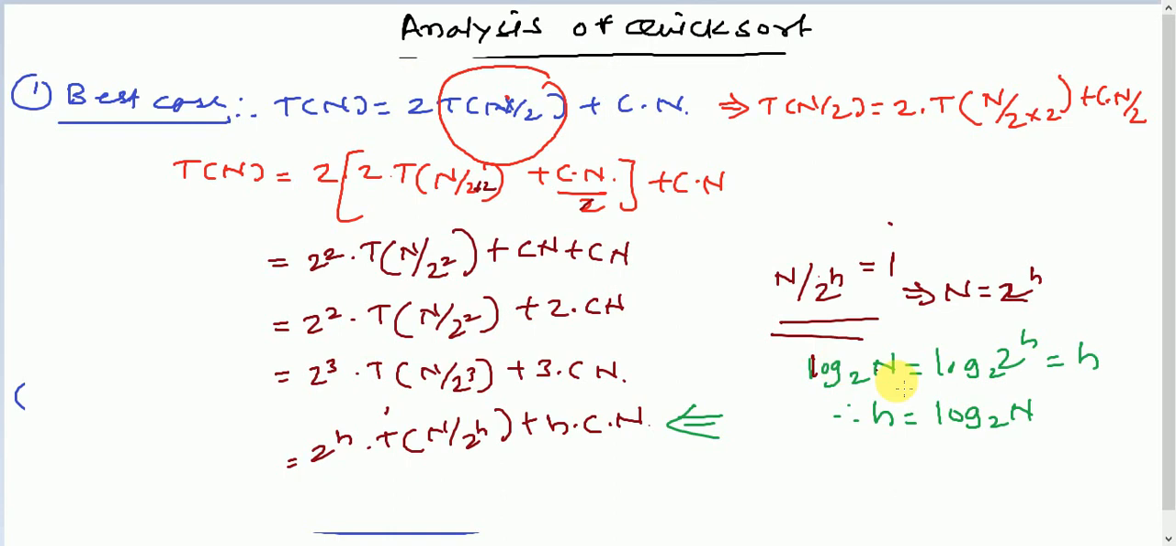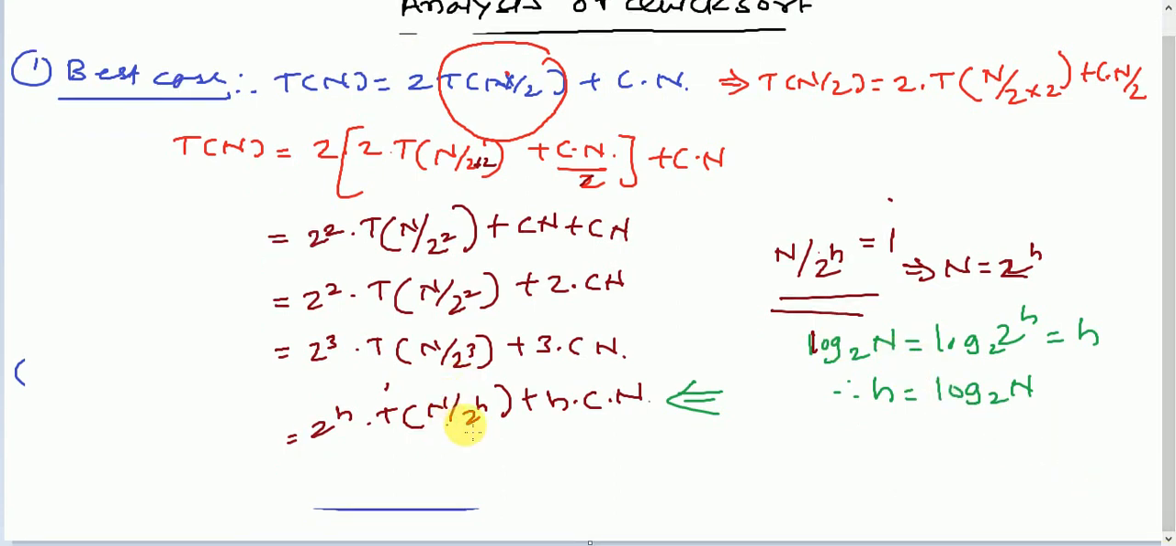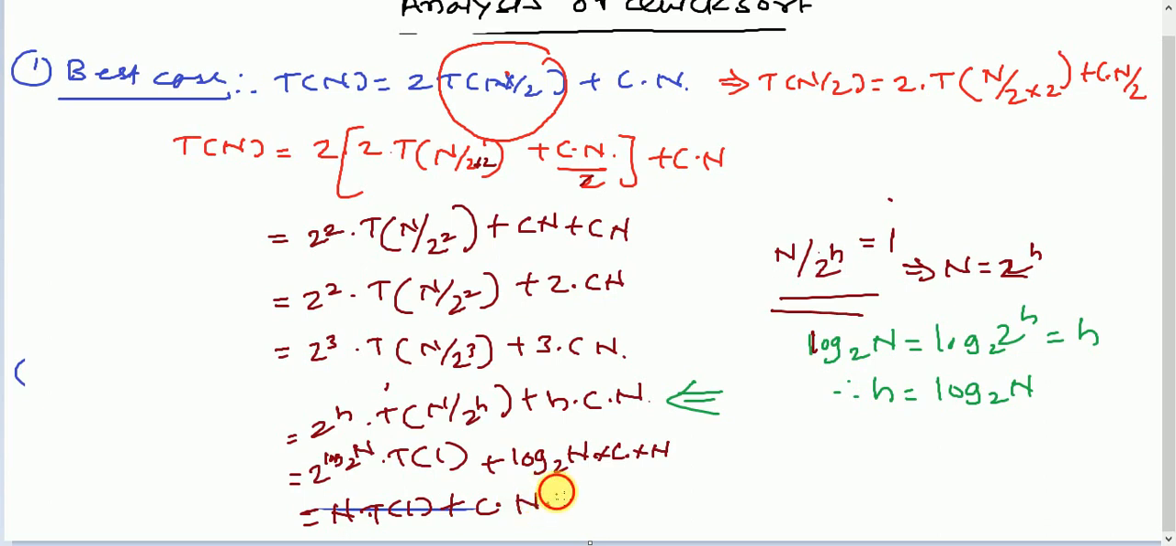So if I put this value here, what I'll be getting is 2 raised to log to the base 2 of n into T of 1, because we assumed n divided by 2 raised to h is equal to 1, plus h, which is log to the base 2 of n, into c into n. So here 2 raised to log to the base 2 of n, this value is n according to the logarithmic formula, T of 1 is very insignificant, plus this will be c into n into log to the base 2 of n. I have just done the rearrangement of this particular term.